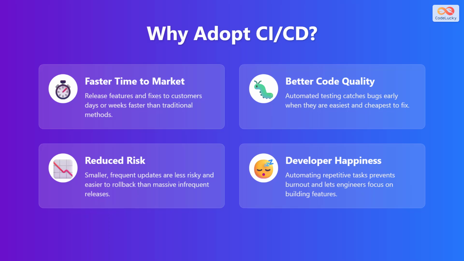Why do companies invest in this? First, it dramatically speeds up time to market. Second, automated testing improves code quality by catching bugs early. Third, it reduces risk because you are releasing small changes rather than massive updates. And finally, it improves developer happiness by removing boring, repetitive manual tasks.